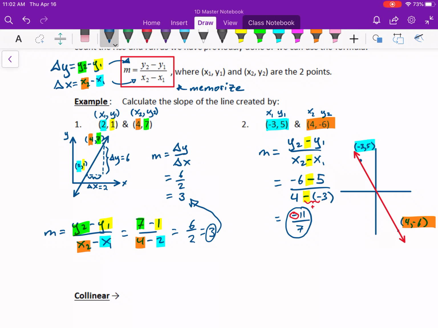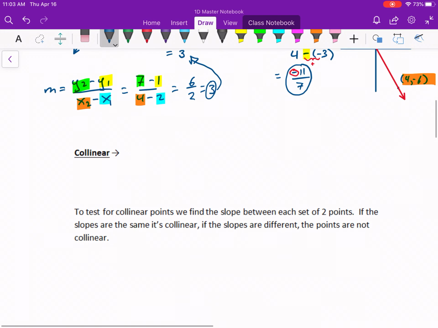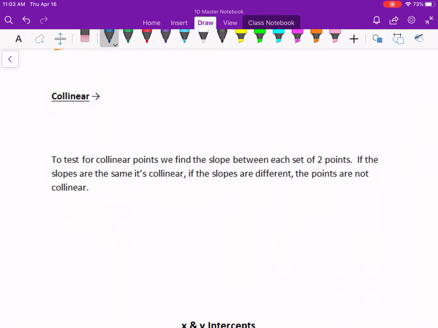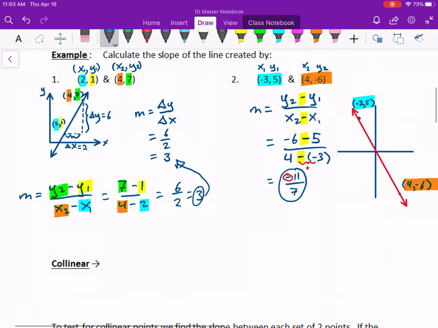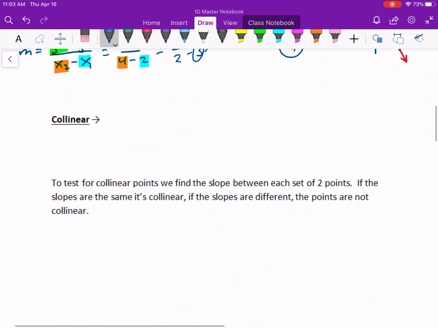There's a few other things we're going to talk about in today's lesson. This is a small thing, collinear. This is not an important thing, so I'll just sort of go over it quickly. In the grand scheme of things, slope formula, very important. Whether things are collinear or not, not quite as important. Collinear just means on the same line.